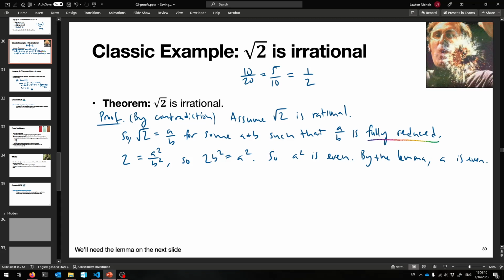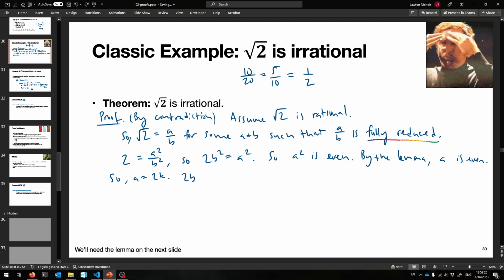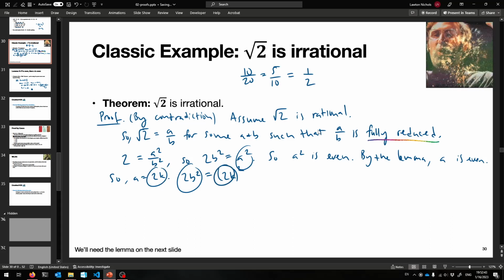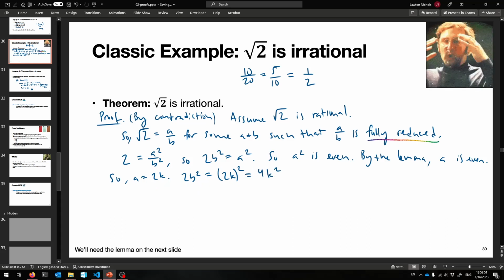Cool. So what does it mean to be even? So a is equal to 2 times k for some k that is an integer. All right. Now, what is 2b squared? Well, it's equal to a squared. But what is a but 2k? So 2b squared is equal to a squared, but a is equal to 2k, so 2k squared. You see how that all works? 2b squared is equal to 2k squared. Crazy. That's equal to 4k squared, of course, if you just expand all that out.